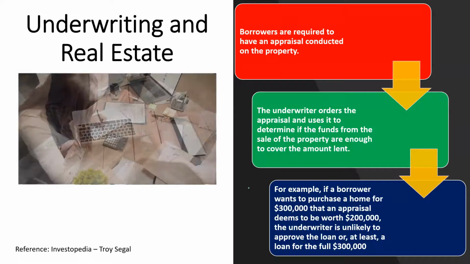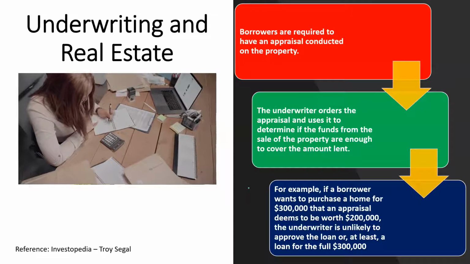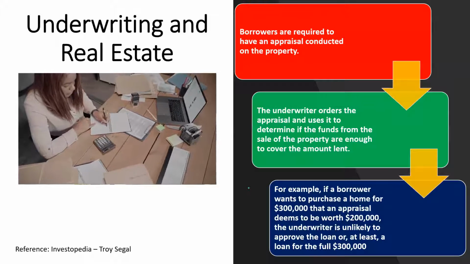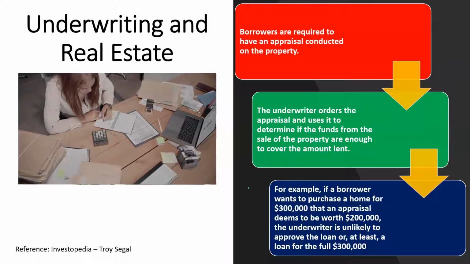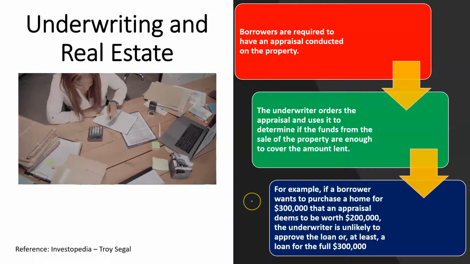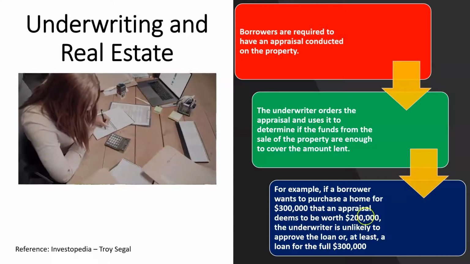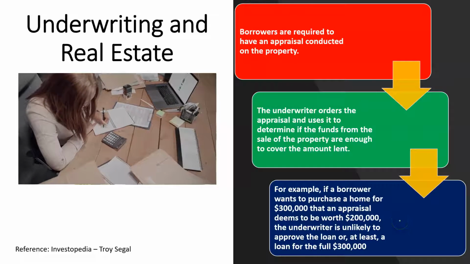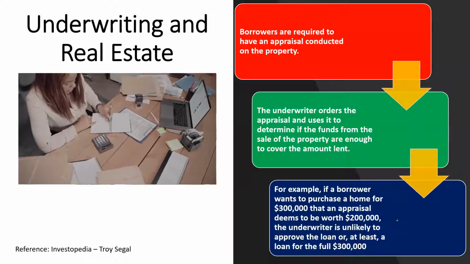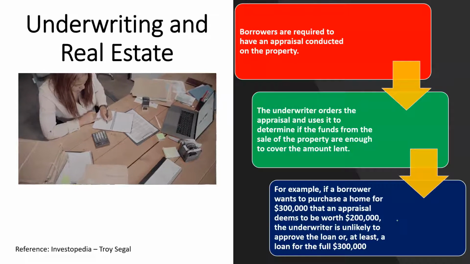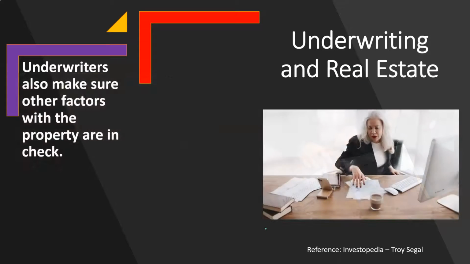So for example, if a borrower wants to purchase a home for $300,000 that an appraisal deems to be worth $200,000, the underwriter is unlikely to approve the loan, or at least a loan for the full $300,000. So if you're saying, hey, I want $300,000 to help me go through this real estate transaction where the property that I'm using as collateral is only $200,000, then the bank's going to say, well, no, we're not going to give you $300,000 because the assurance on it is only at the $200,000, so that's generally not going to work.